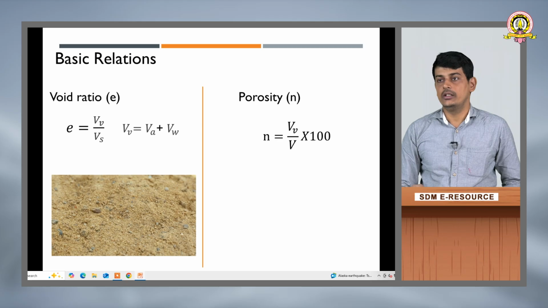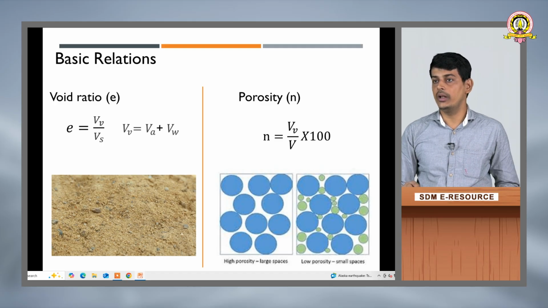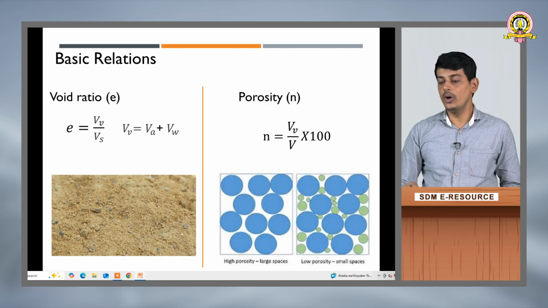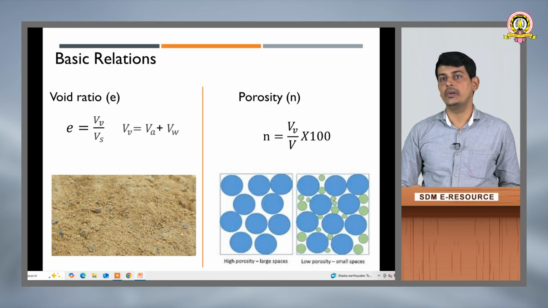Next is porosity, and it is represented by n, where porosity is the ratio of volume of voids to the total volume, and usually it is represented in percentage, so it is multiplied with 100. And again, if the material is highly porous, it indicates the soil particles are arranged far away, or the volume of voids is higher. Similarly, if porosity is less, it indicates the voids are filled with solid particles, in the case of a low porous material. And usually this ranges from 0 to 100%.